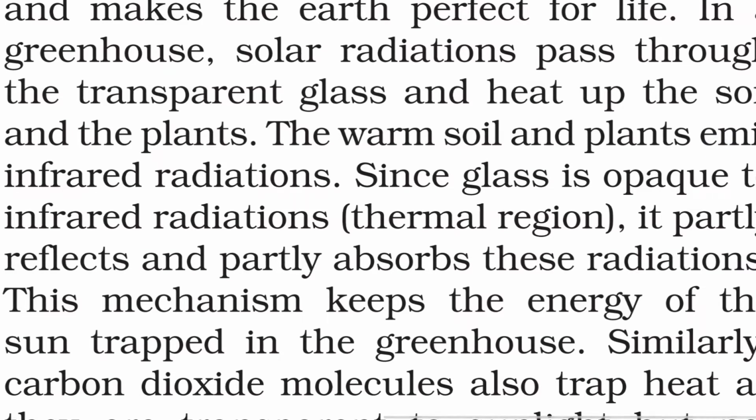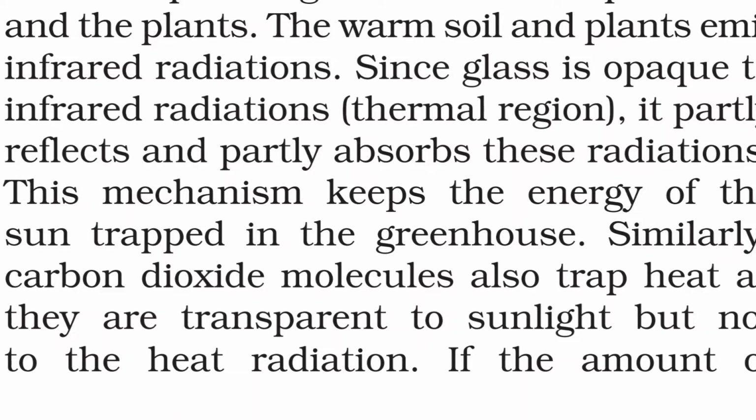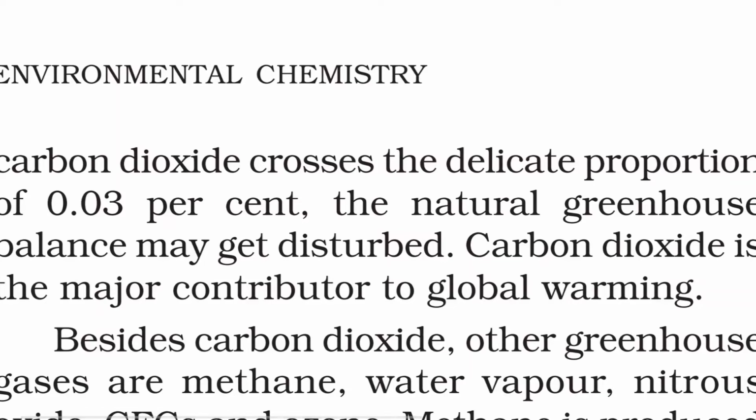This mechanism keeps the energy of the sun trapped in the greenhouse. Similarly, carbon dioxide molecules also trap heat as they are transparent to sunlight but not to the heat. If the amount of carbon dioxide crosses the delicate proportion of 0.03%, as you know, we had started in our first video, carbon dioxide is present 0.03%. The natural greenhouse balance may get disturbed.